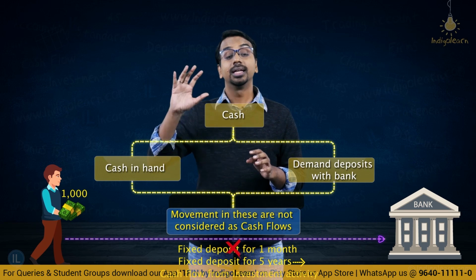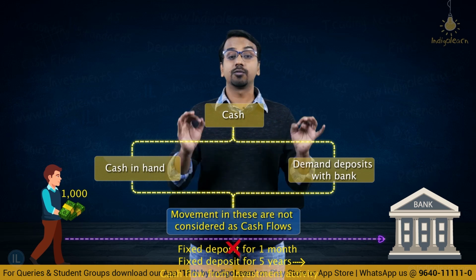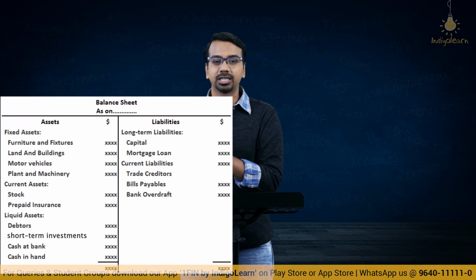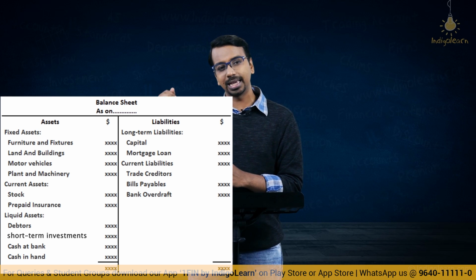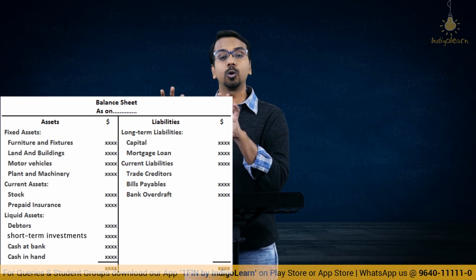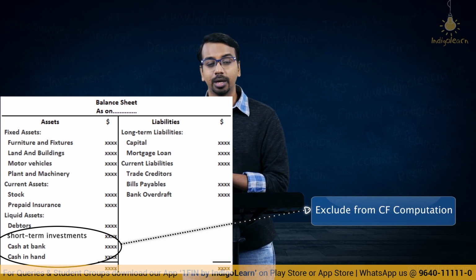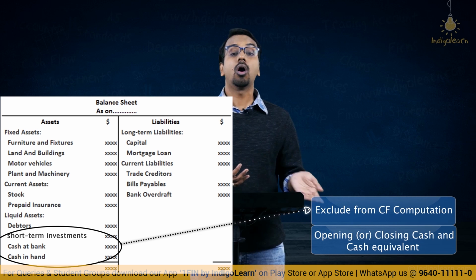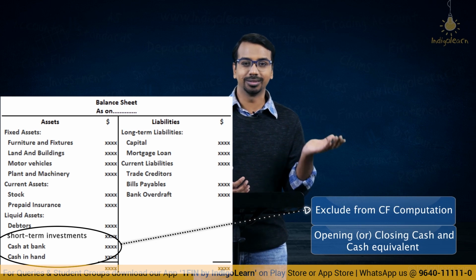That is the reason why understanding of what cash is, what cash equivalent is, is very, very important. So in the balance sheet, whenever you see cash and cash equivalents, cash, balances with bank, highly liquid short-term investments, exclude that from your cash flow computation. And where will you show them? You will show them as either opening cash balance if it is the opening balance or as the closing cash and cash equivalent if it is the closing balance.